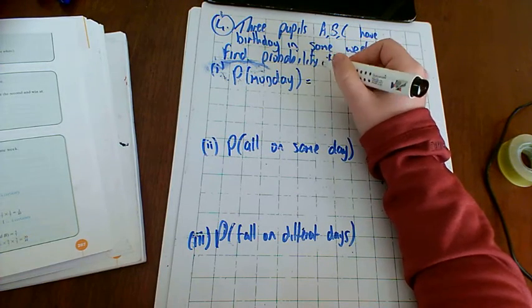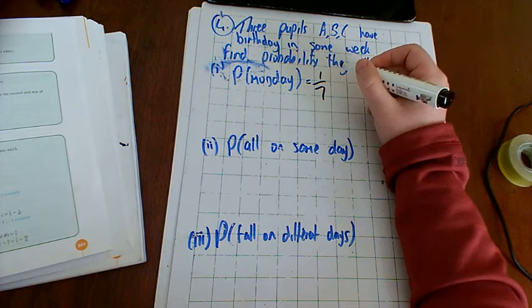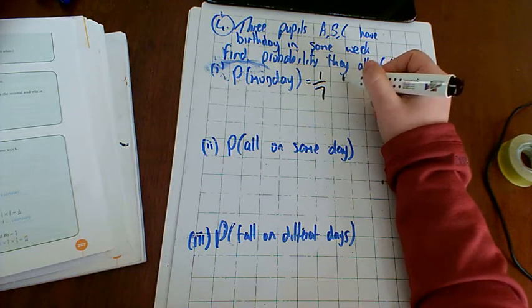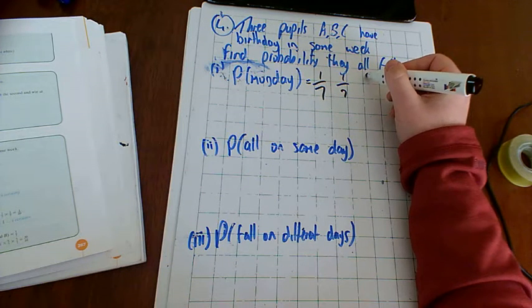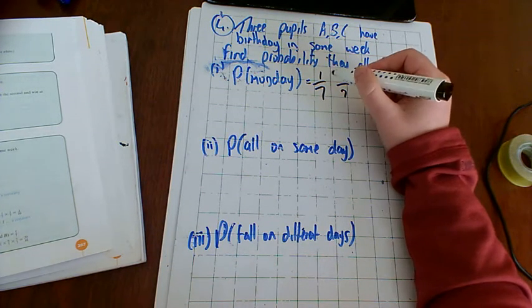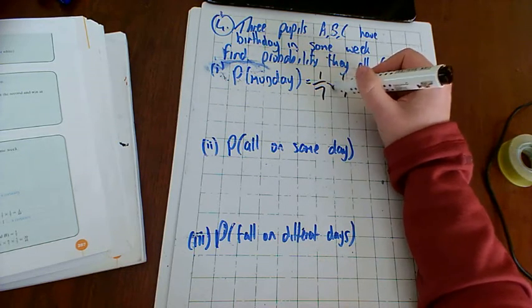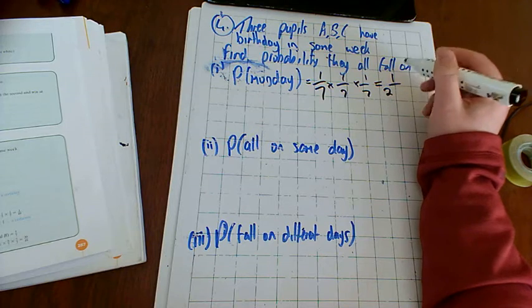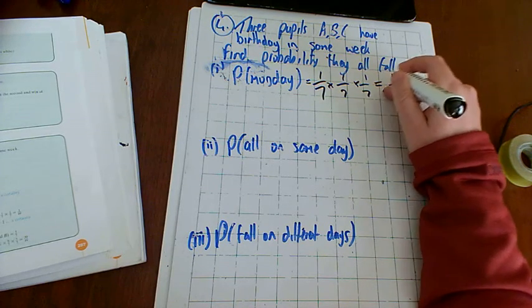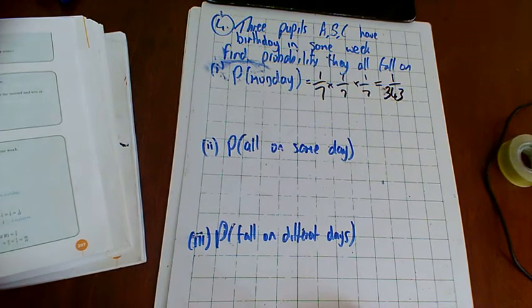The probability that A is on a Monday is 1 out of 7. Obviously, there's 7 days. The probability that B has it on a Monday is 1 out of 7. B is not affected by A, they're independent. And the probability C has it on Monday is obviously 1 out of 7. And for all those three things to happen, Monday and Monday and Monday, the multiplication rule. So it's 1 over 343. Okay, that's not too bad.